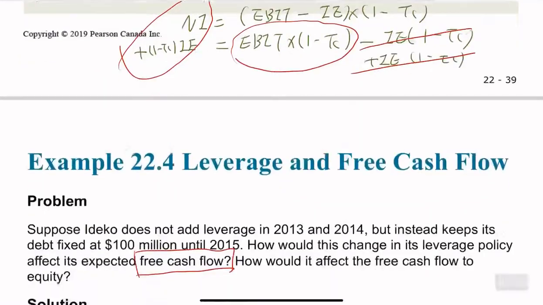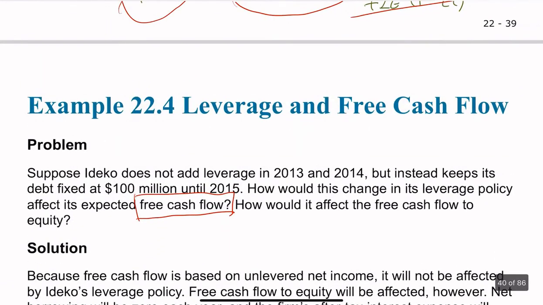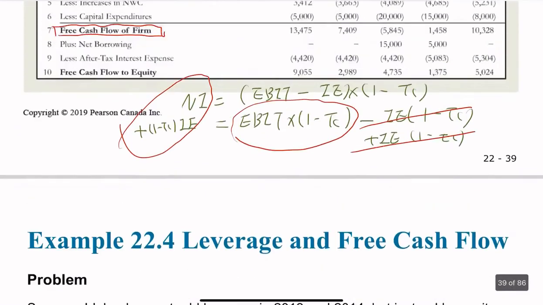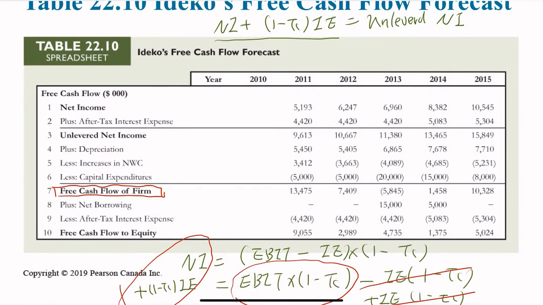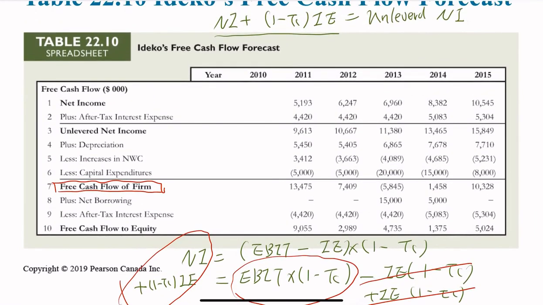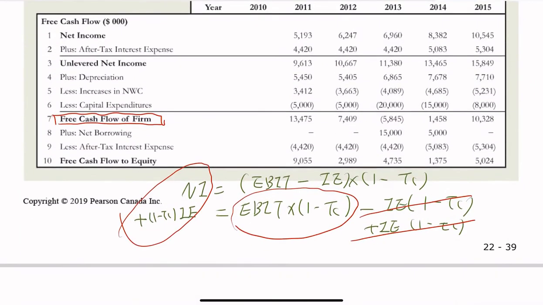Now, if you look at the assumption here, we assume the firm does not add leverage in 2013 and 2014. If you look at these numbers, you can see that unlevered net income will not be affected by the firm's leverage policy, right? Because unlevered net income is calculated as EBIT times 1 minus corporate tax rate.